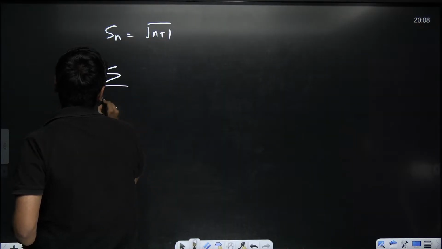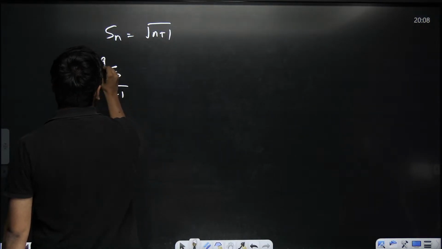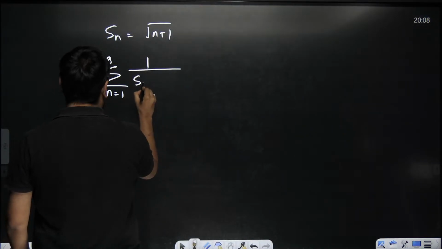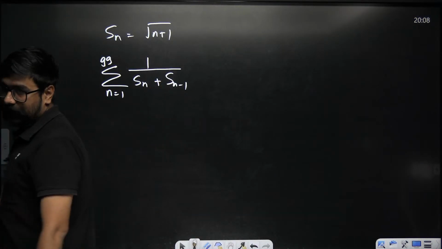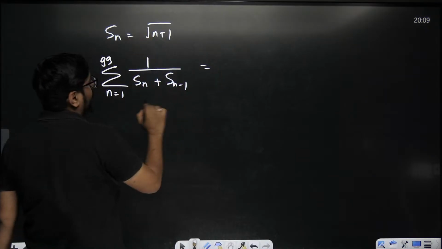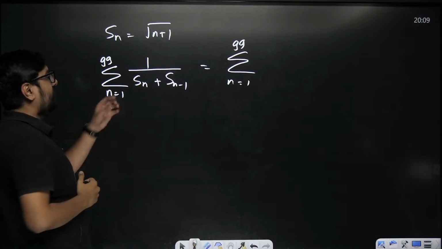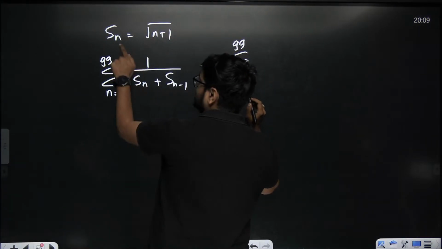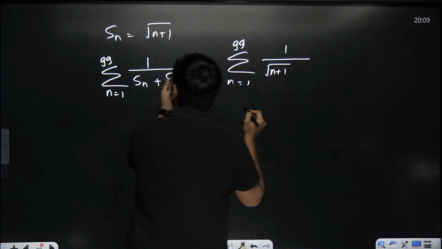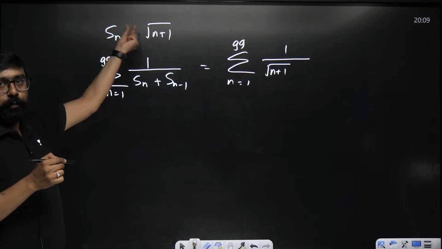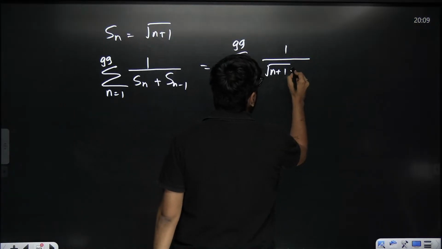Okay, I need to find what? I need to find n iterating from 1 to 99, and 1 divided by Sn plus S of n minus 1. This is what I need to find. So basically, if I put this over here, what do I have? Sum of n is equal to 1 to 99, where Sn is 1 divided by square root of n plus 1, and S of n minus 1, just instead of n you put n minus 1. So n minus 1 plus 1 will again become n only. So square root of n plus 1 plus square root of n.